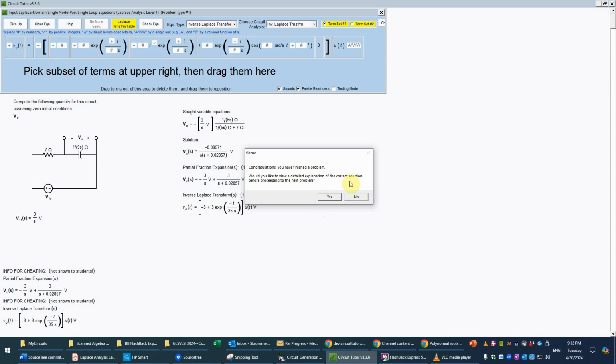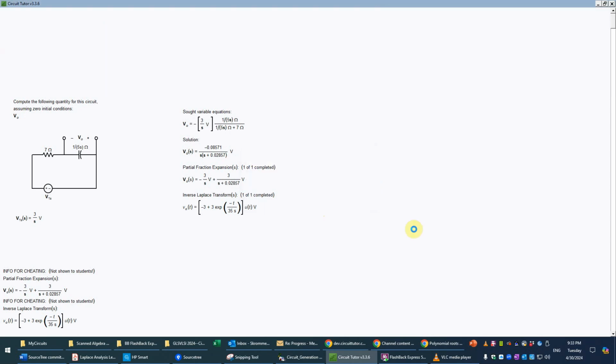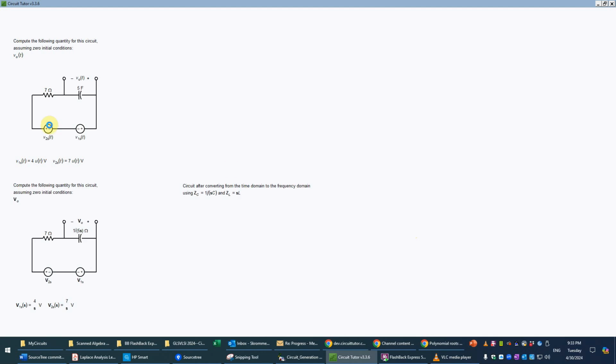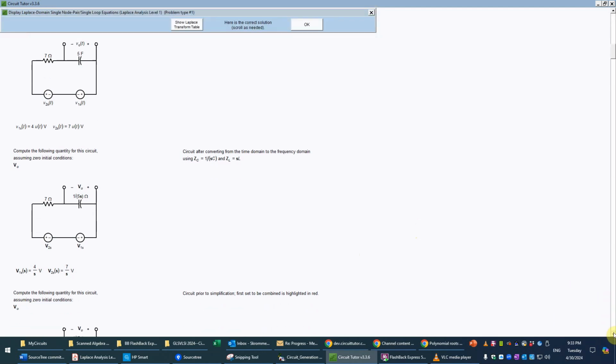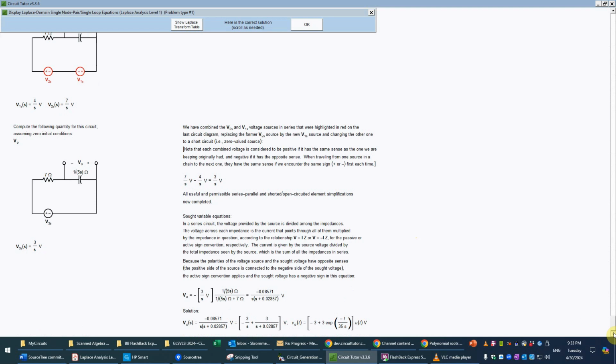Also you can see a detailed explanation if you like, showing the entire process, including the original simplification. So I'll just show that as an example here. It's going to look just like an example would look, basically. Okay, so there's the original circuit again, shows the conversion into the Laplace domain. Just scroll down there, and it shows the voltage sources being combined, explanation of that, and then all the explanation here. So if you weren't sure about anything, you can look at the explanation.